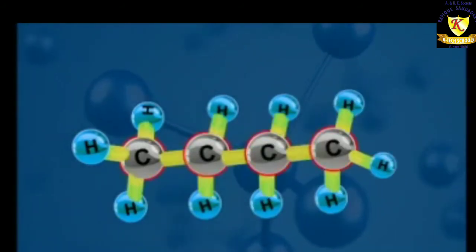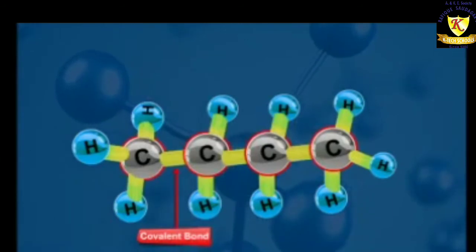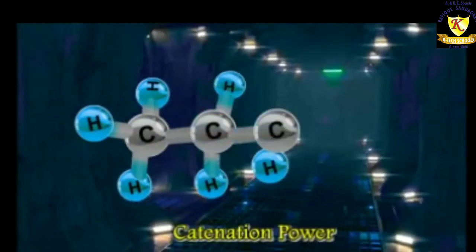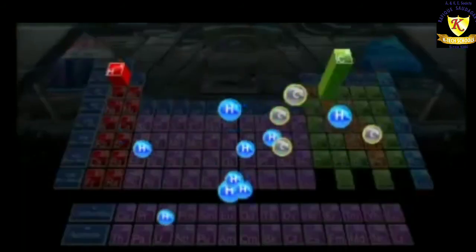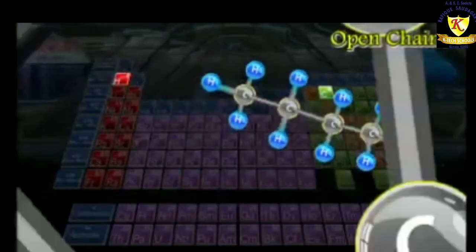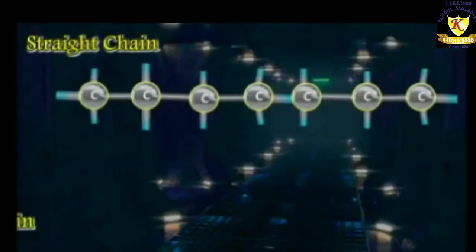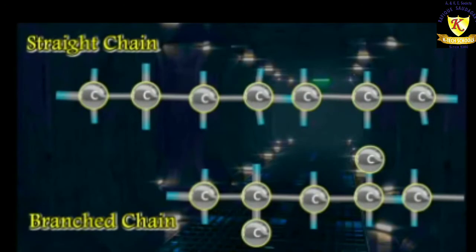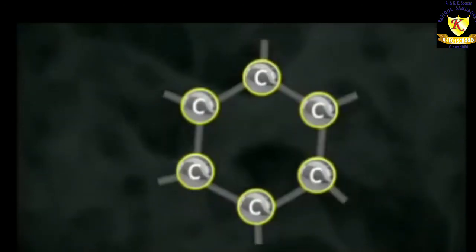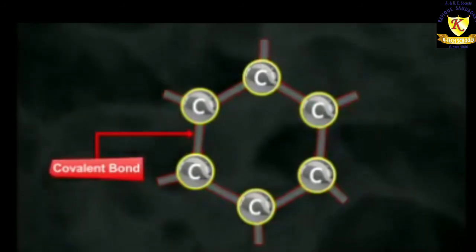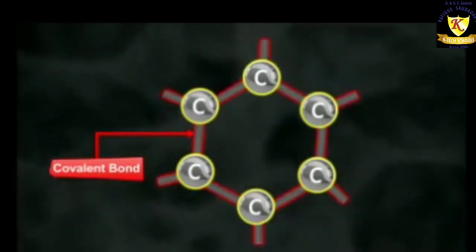Let's see. First, carbon has a unique ability to form strong covalent bonds with other carbon atoms. This results in formation of big molecules. This property of carbon is called catenation power. The carbon compounds contain open chains or closed chains of carbon atoms. An open chain can be straight or branch chain. A closed chain is a ring structure.